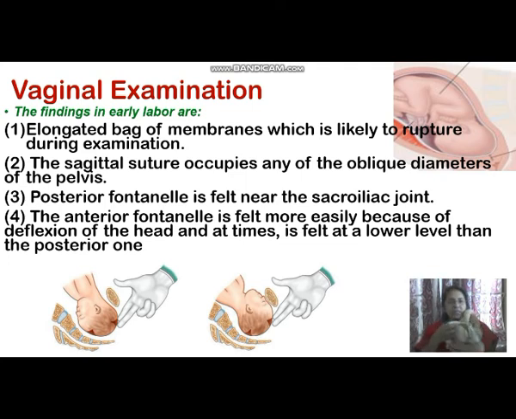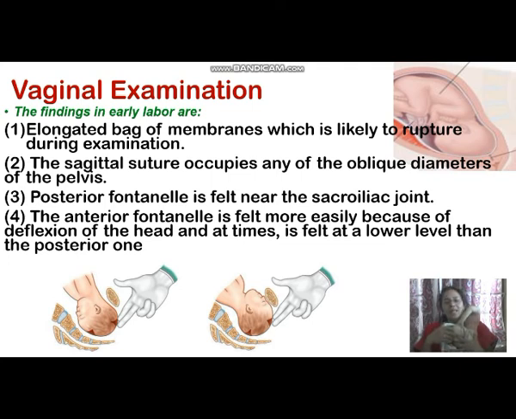Then the sagittal suture occupies any oblique diameter. This is the sagittal suture. This is the frontal suture. The sagittal suture can be seen in any oblique diameter. This is the posterior fontanelle, this is the anterior fontanelle. So the sagittal suture occupies any of the oblique diameters of the pelvis. Usually it is seen in the left oblique if on the left side, and in the right oblique if on the right side. Okay.